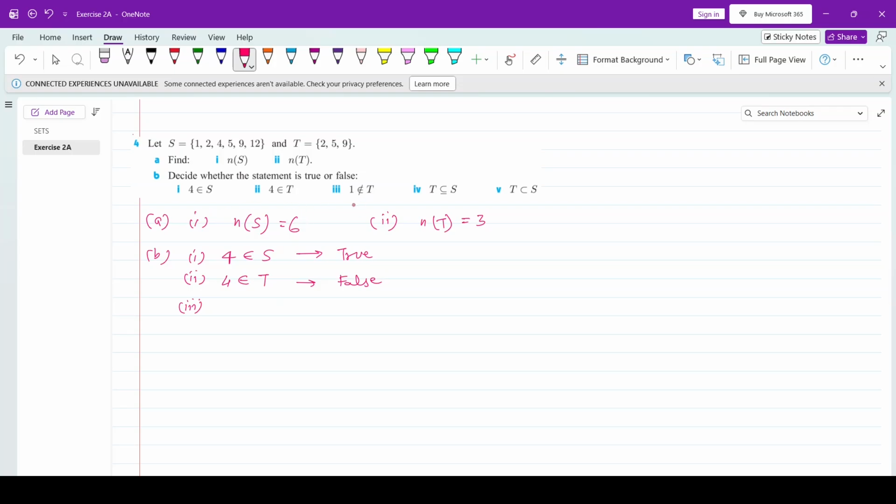1 is not an element of T. Correct, that's correct. 1 is not an element of T. So, this statement is true.